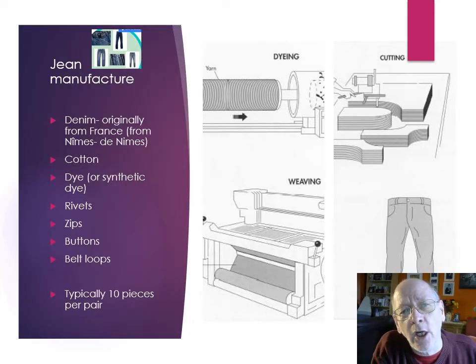If we look at an example, let's say that you're a jean manufacturer, someone like, say, Levi Strauss, and you've got to get together all the bits and pieces to make just one pair of jeans. Well, you need some denim. Denim originally came from France, a place called Nîmes. You're going to need cotton, dye, rivets, zips, buttons, belt loops. On average, every pair of jeans has 10 different pieces.